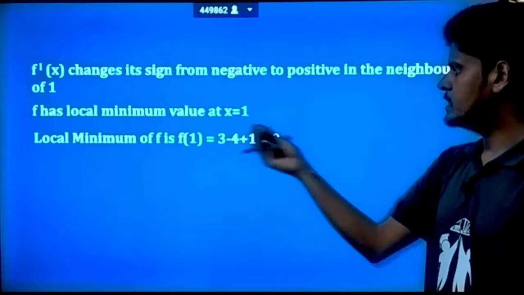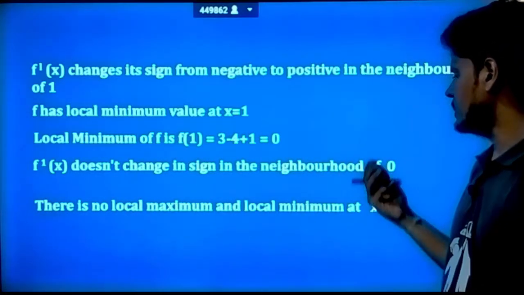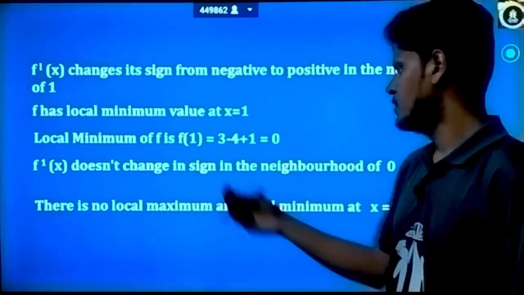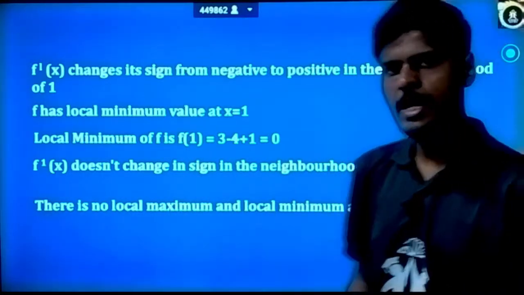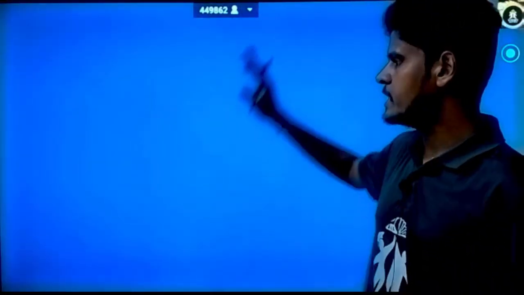And what about at 0? It does not change its sign in the neighborhood of 0. F dash remains the same sign. So there is no maxima or minima at the point 0. So this is the solution using the first derivative test, and we have solved it using the second derivative test also. No matter what derivative test we use, the answer should be the same.